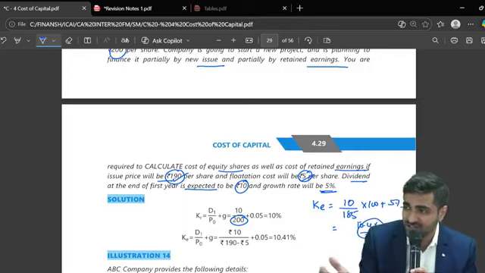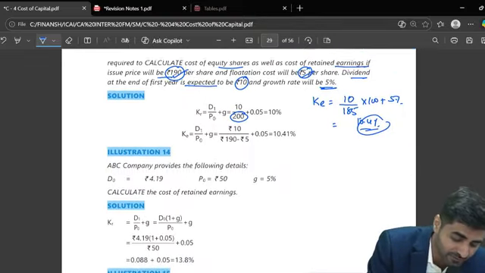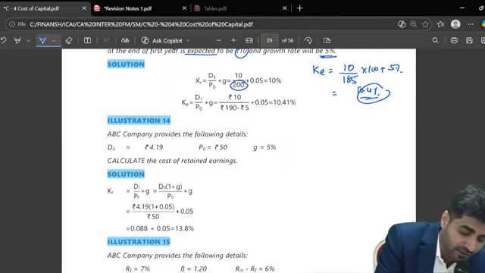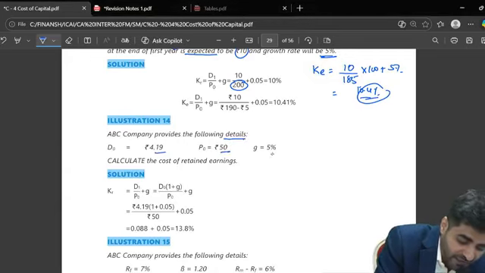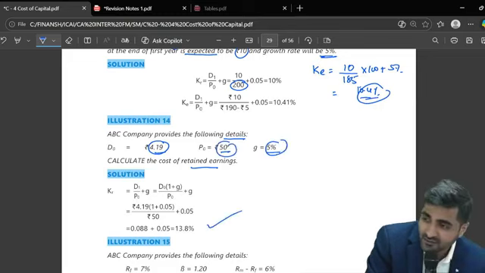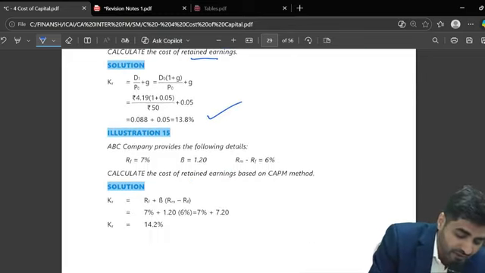What we have just now discussed exactly gets proved here. Okay. Illustration 14. ABC provides the following data. What's the D0? 4.19. This is 50 and this is growth rate 5%. Calculate cost of retained earnings. So we have D0 4.19. We add a growth rate. We divide that by 50. We'll be getting the answer. Okay, same.